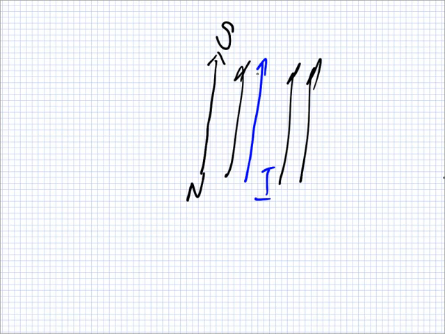So what do I do? The field is going up, the current is going up. I can't do it. In fact, there's no force here. If the current and the magnetic field are in the same direction, there's no force.